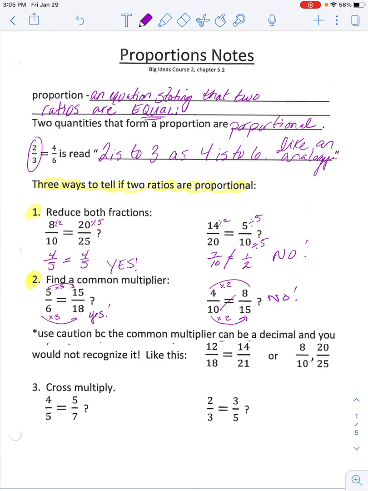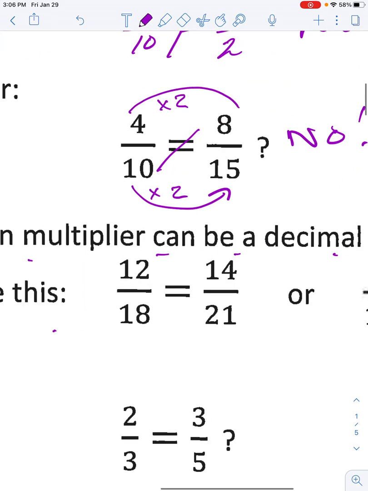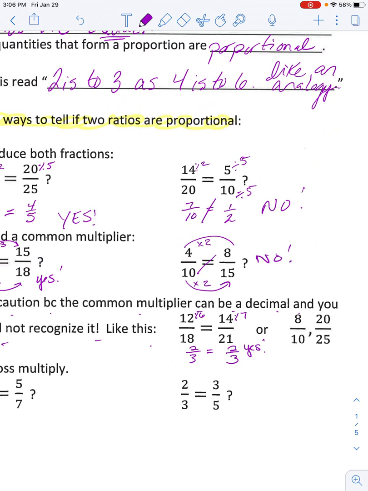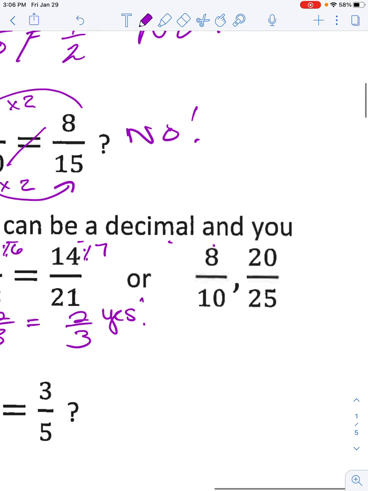Real quick, use caution because the common multiplier can be a decimal and you would not recognize it. Okay, 12/18 and 14/21, you don't necessarily have a common multiplier there. I wouldn't use a common multiplier on this one. I would just simplify these fractions. Let's divide that by 6 to get 2/3. Let's divide this by 7 to get 2/3. Those are in proportion.